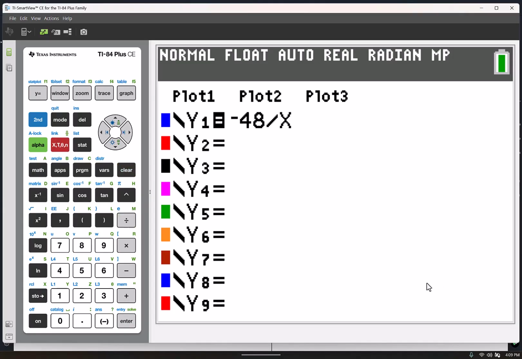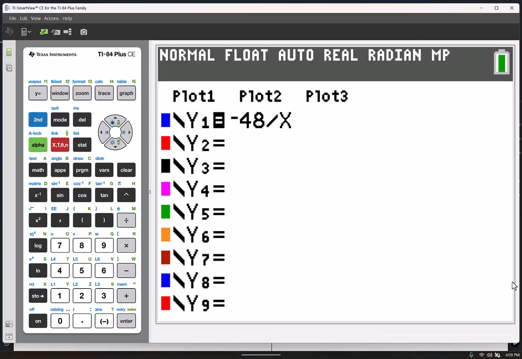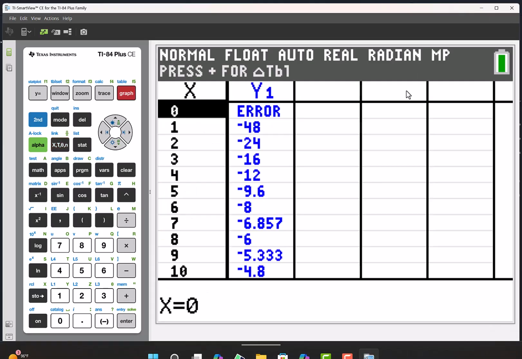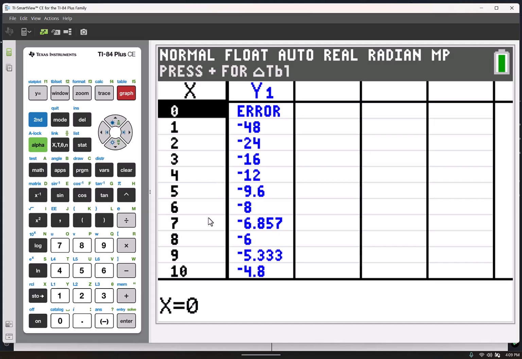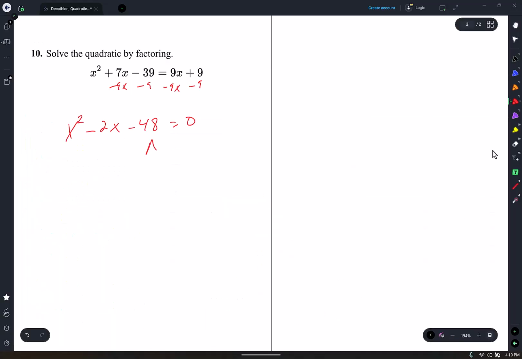Second table. Where's my mouse? My mouse isn't working. It's fine, I'll use my hand. Second table. And then look, you're just looking for two numbers, and you want the difference to be negative 2. So there it is, 6 and negative 8.